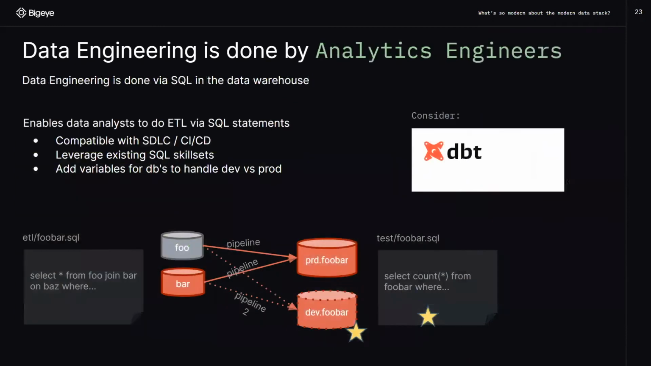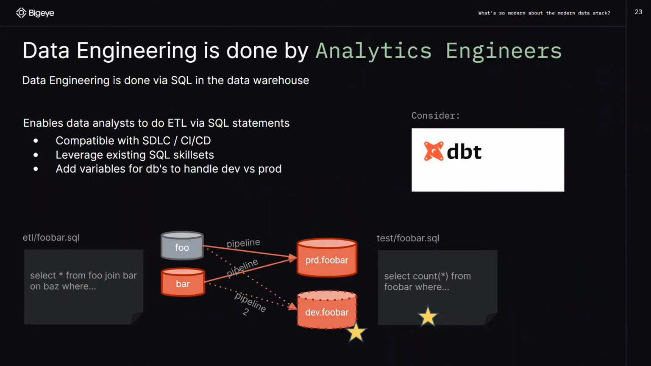I think the newest entry into this world is the analytics engineer, data engineering done by analytics engineers, or frankly, these used to be data analysts. Here, the data engineering is all done via SQL directly on the data warehouse. So instead of having to have pristine data land in the data warehouse, we throw more raw data in and assume that we're going to refine that data. And that's the process we use here.